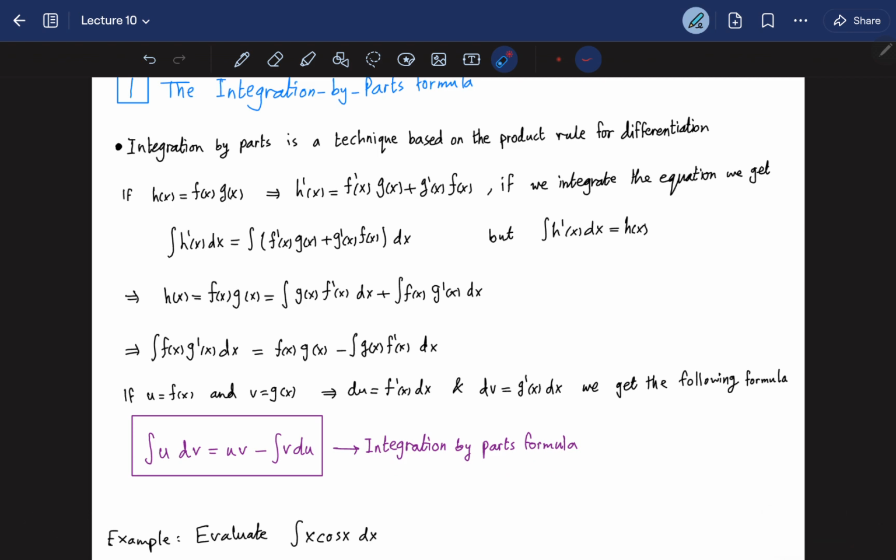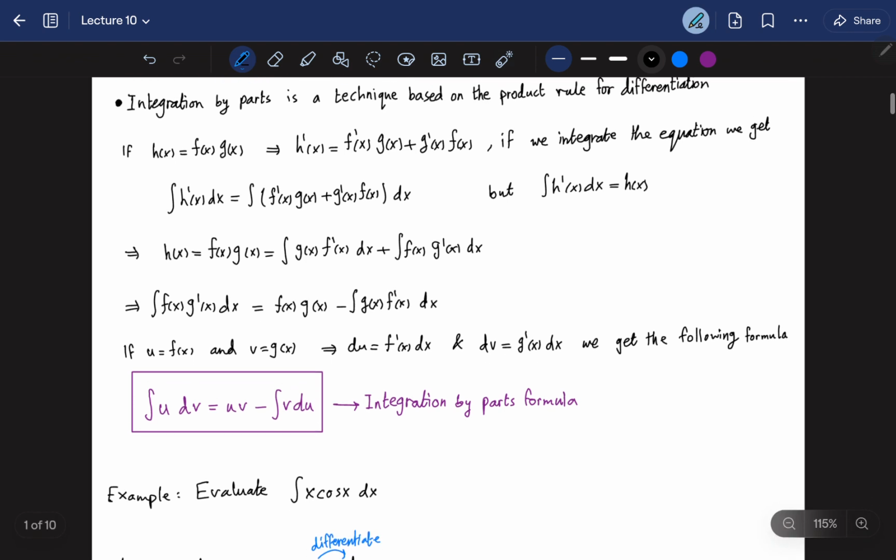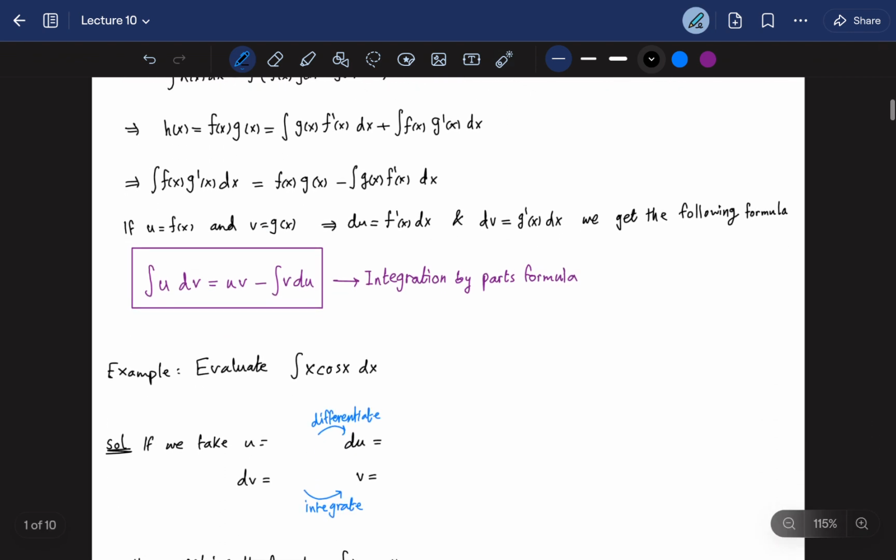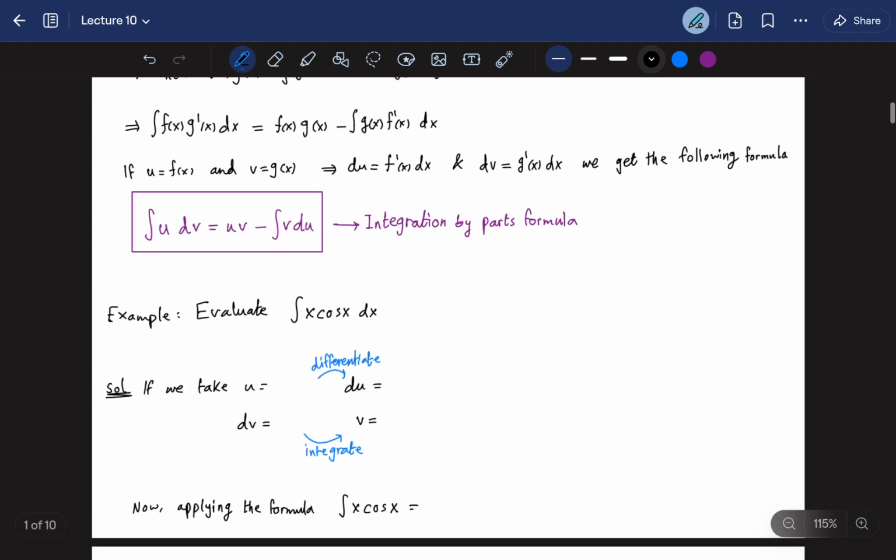Now, I know it seems a bit confusing, but let's try one example to understand how this method is useful. Let's see here. If I want to evaluate the integral of x cosine of x dx, if I only have an x by itself, integrating it is easy. If I only have cosine by itself, integrating it is easy. But here, we can't distribute the integral. So this means I need to find another method to integrate x times cosine of x as a whole block.